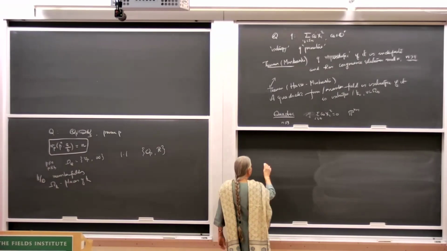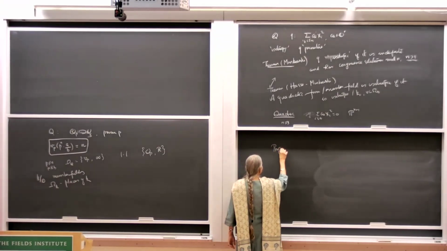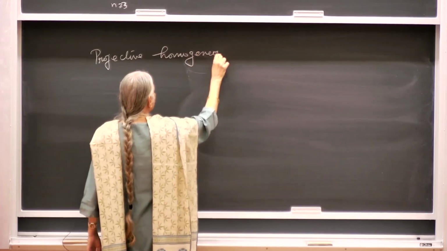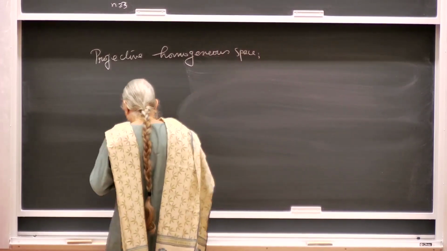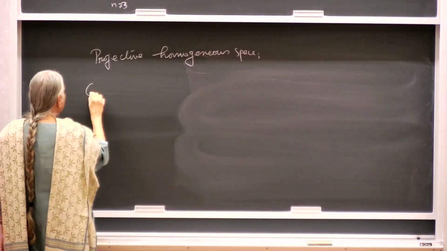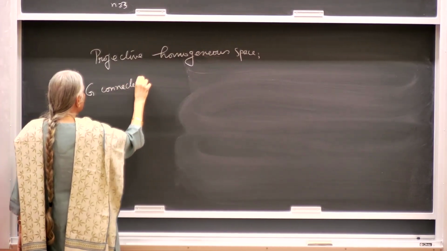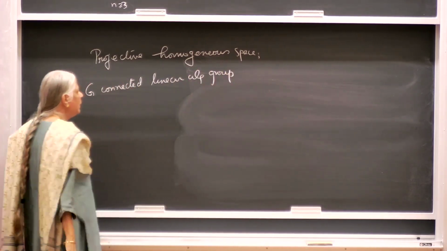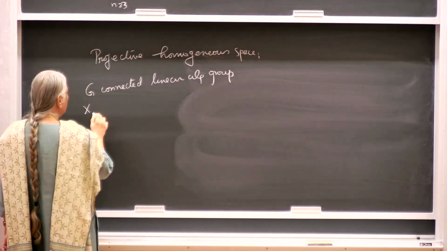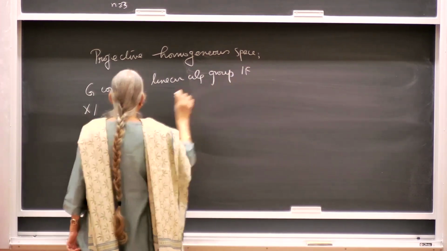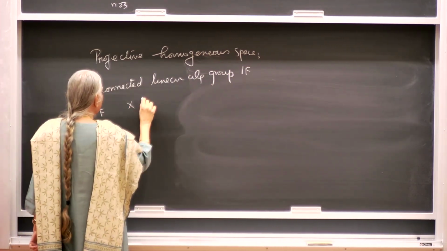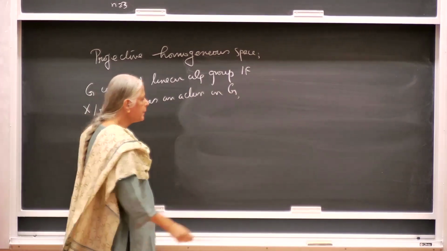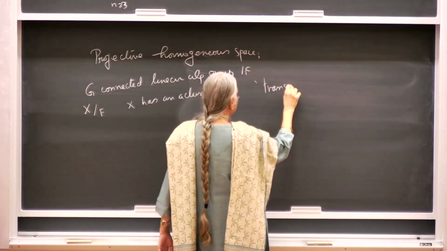Okay, so these quadrics are examples of the so-called projective homogeneous spaces. So what are these projective homogeneous spaces? G is a connected linear algebraic group. In the last lecture, we heard about principal homogeneous spaces. X is a variety defined over F, it could be over any field F, and X has an action by G. So G acts on X, and then it is transitive, just put it in quotes. That's called a homogeneous variety.